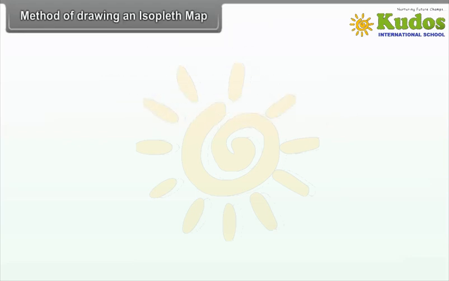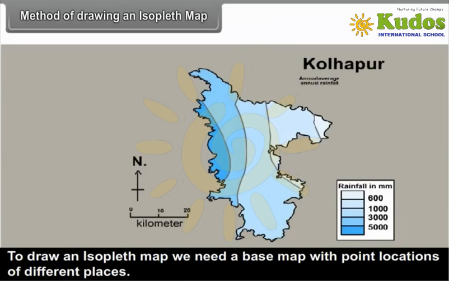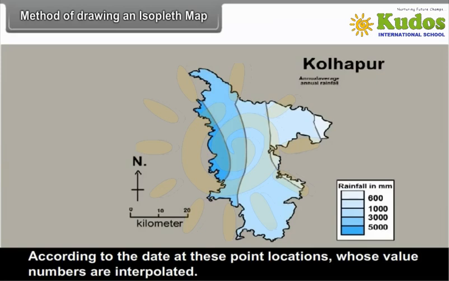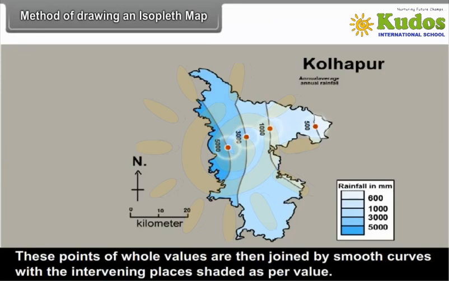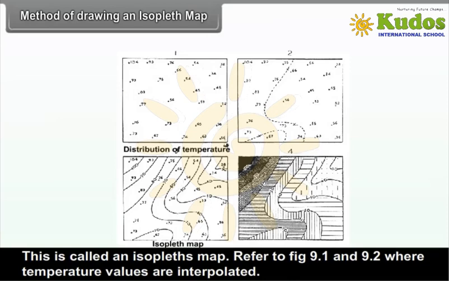Methods of drawing an isopleth map. Drawing of isopleths joining the places of same value may be called interpolation. To draw an isopleth map, we need a base map with point locations of different places. According to the data at these point locations, whose values are interpolated, these points of equal values are then joined by smooth curves with the intervening places shaded as per the value. This is called an isopleth map. Refer to figures 9.1 and 9.2 where temperature values are interpolated.